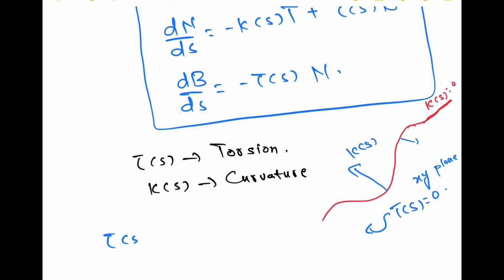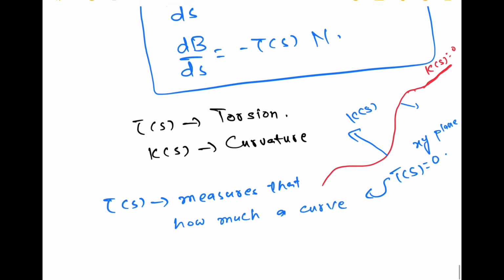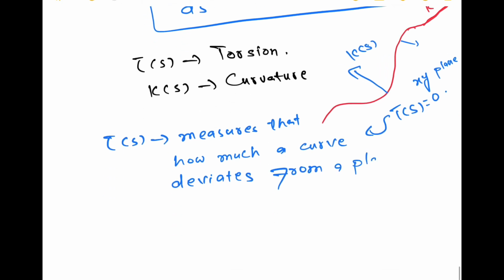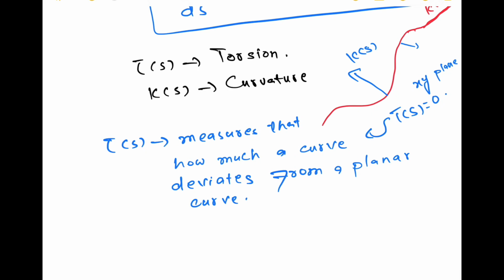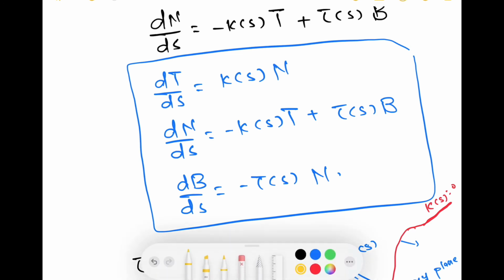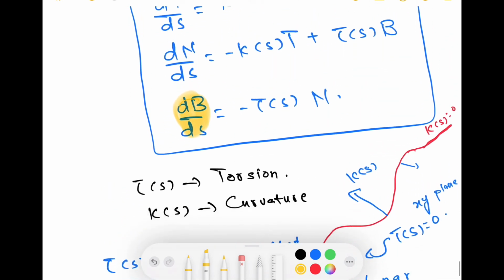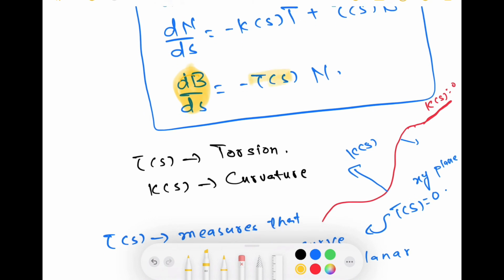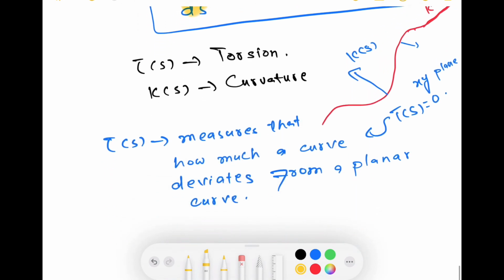So torsion actually measures how much a curve deviates from a planar curve. If a curve is in a single plane, then its torsion will be 0. Otherwise it will have torsion, because you can see from this relation that torsion is related with the derivative of the binormal vector. And this binormal vector is constant as long as the curve is in a single plane. But if it is changing its plane, then this will not be constant and it will give some value of torsion. Okay, so we stop here.